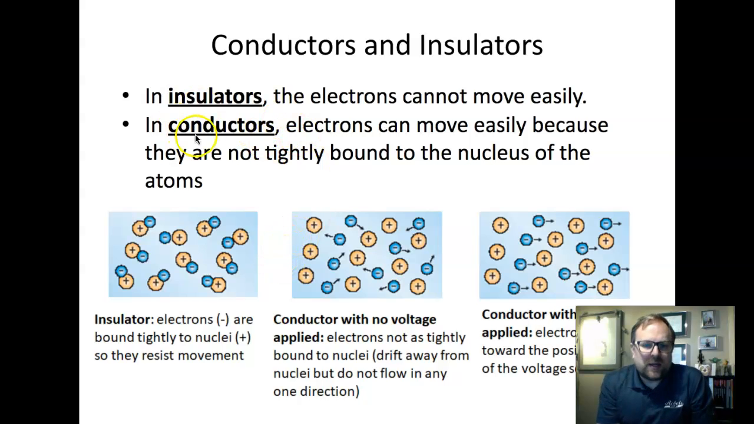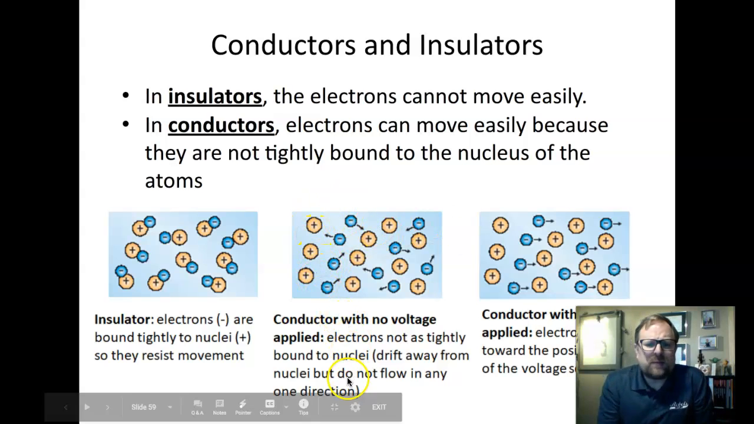Now a conductor, on the other hand, is a substance where the electrons can move easily because they're not tightly bound to the nucleus of their atoms. So if you look at, here's our protons and here's our electrons, they're a fair distance away from the nucleus of the atoms. So what that means is they're going to be good conductors. These electrons are more or less free to move within this substance.